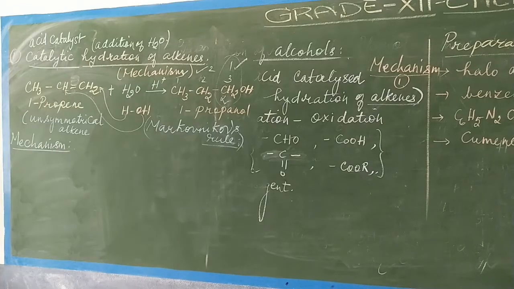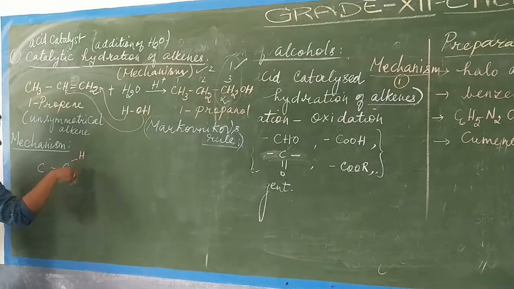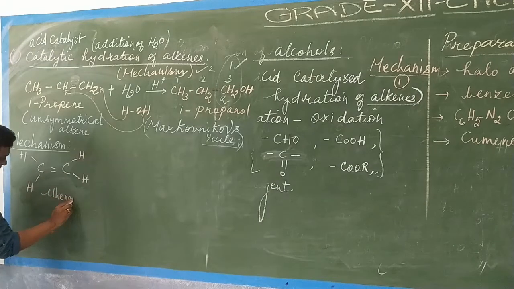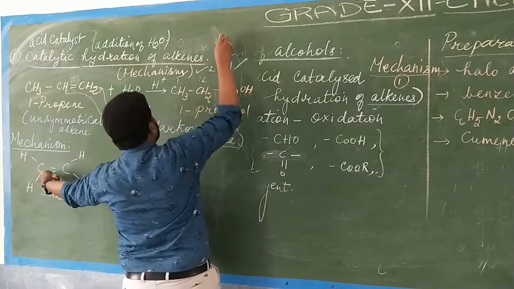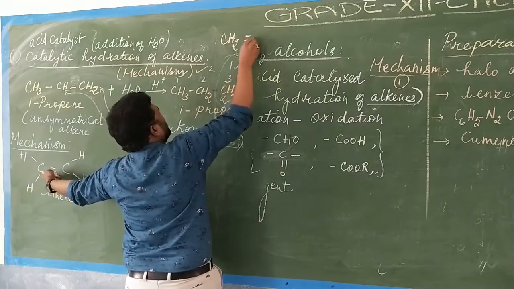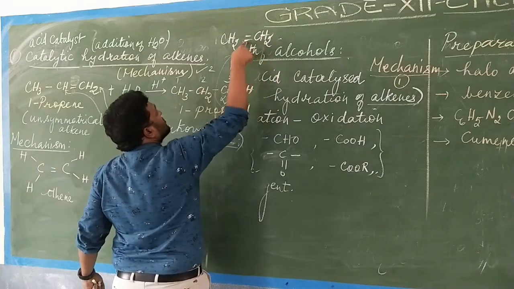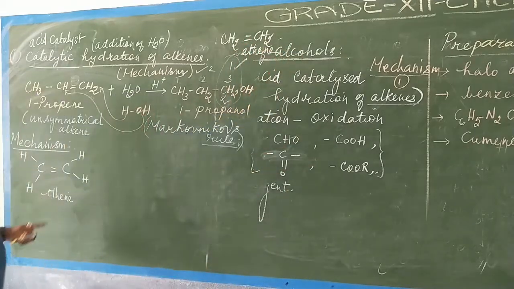Now I am taking an alkene. What is the alkene which I am going to take? That is C double bond C, which is attached to H, H, H. The mechanism will be easy with the structural form. So this is ethene. I can write it as CH2 double bond CH2. Two carbons, and unsaturation is present, alkene, so the suffix will be EN. So ethene I have taken.